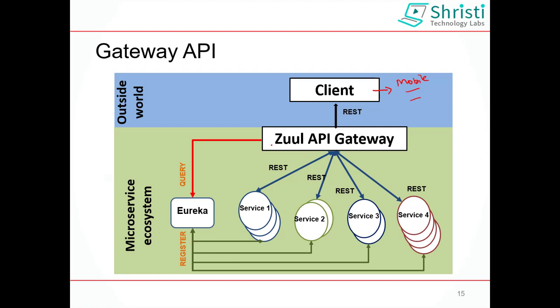Now coming to Zuul, whenever the client is asking for a request, Zuul will go and look up in the Eureka service registry and pick and choose the appropriate service. So this is how it works in a microservice ecosystem.